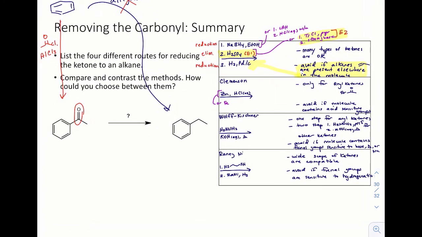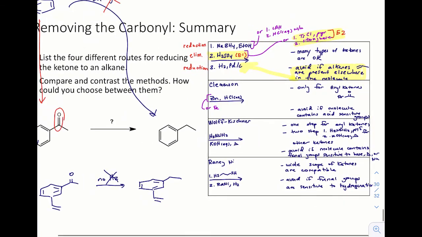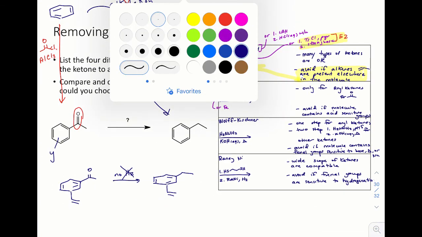Now, let's just imagine there are functional groups on the ketone. And let's say this ketone has an alkene. Well, you will not be able to employ either of the methods that involve hydrogenation because the alkene will get hydrogenated. Okay, so if you want the alkene to remain intact, then there can be no hydrogenation conditions. So this will not be a suitable set of conditions. However, many types of ketones are okay for this method. It is not limited to aryl ketones.